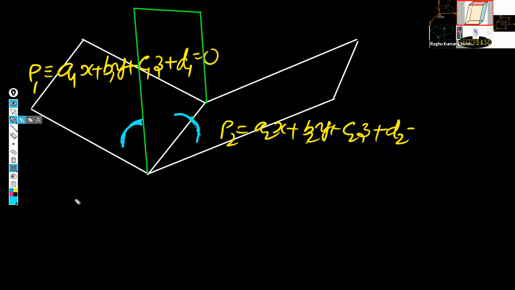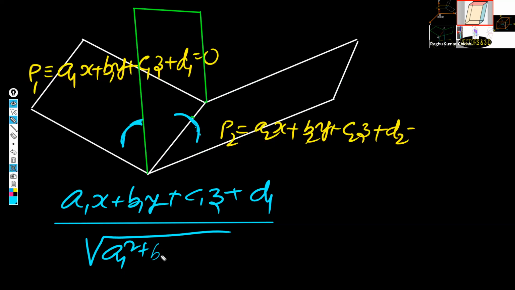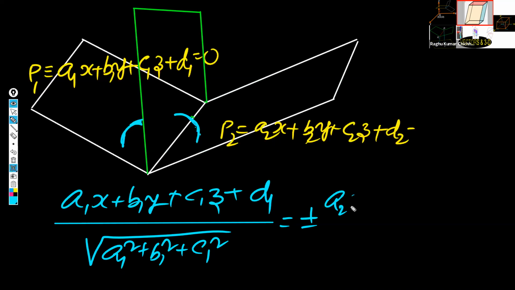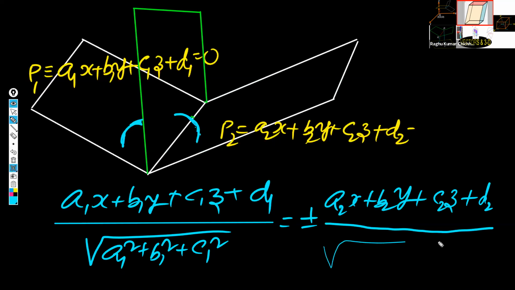Now, the extension of a 2D line to a 3D plane: the internal or external angular bisector of these two planes is simply given by A1x plus B1y plus C1z plus D1 divided by root over A1 square plus B1 square plus C1 square is equal to what? Plus or minus A2x plus B2y plus C2z plus D2 by under root A2 square plus B2 square plus C2 square.